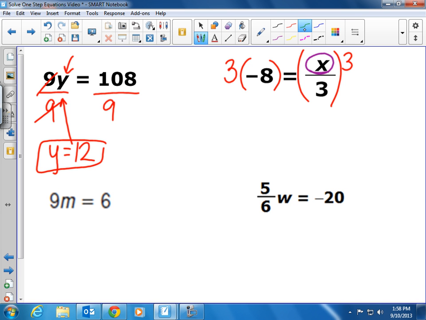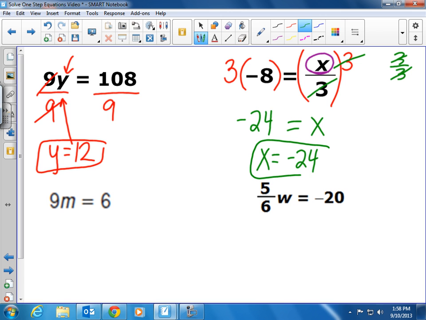3 divided by 3 is 1. That problem is just this, off to the side. 3 divided by 3, which is 1, so they cancel. So I'm just left with x over there, and now 3 times negative 8 gives me negative 24. Or I could write it this way, x equals negative 24. Either way is fine. All right?